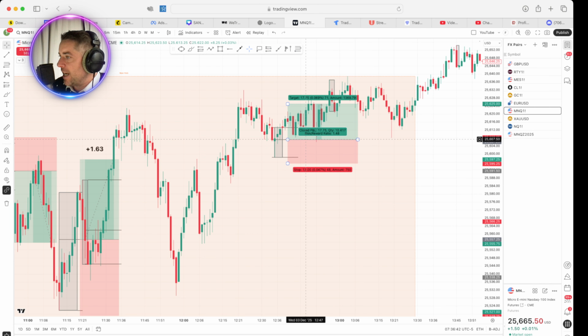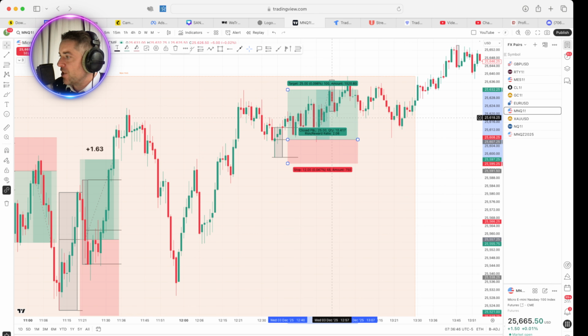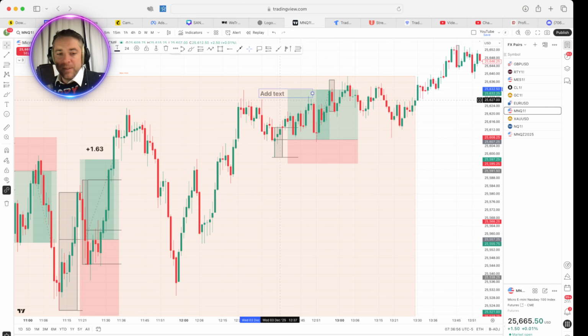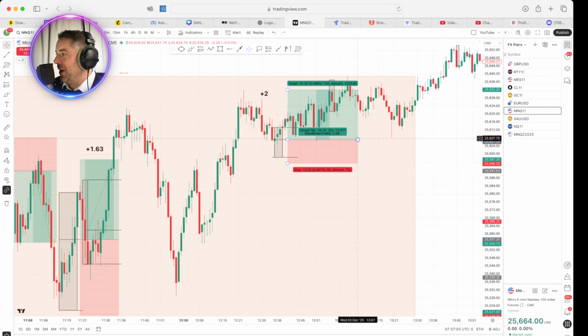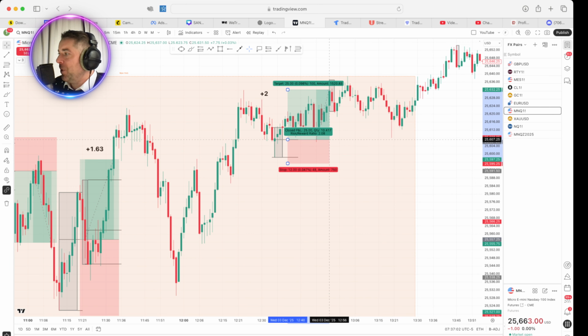Move our stops to break even. Target the next high, which would be up here. And we get that as well. So that's the full 2.08 R. So I'll put in plus 2 R. I think that's right. It might not be. I don't know. And then we get one more here.